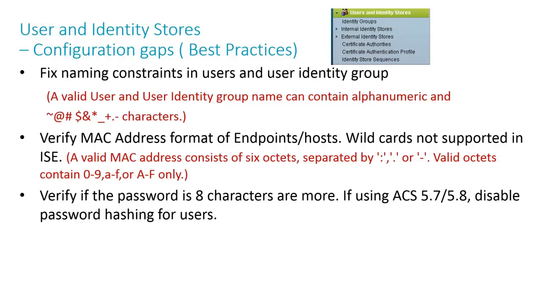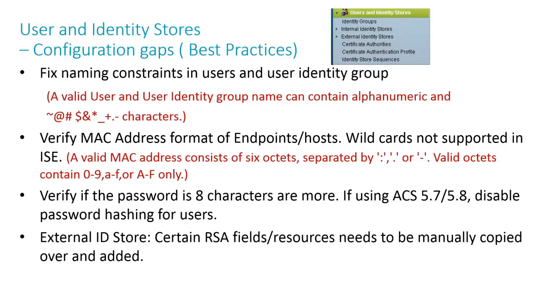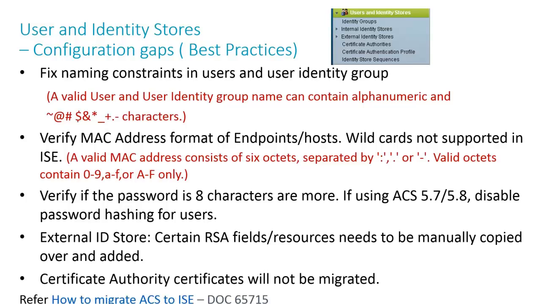If you're using external ID stores, such as RSA, there are certain fields and resources that need to be manually copied over, for instance, the instance file. This information is also available in the How to Migrate guide, Doc 65714. And lastly, the certificate authority certificates will not be migrated as well. So if you have third-party dependencies using certificate authority certificates in ACS, please manually copy them over to ISE.